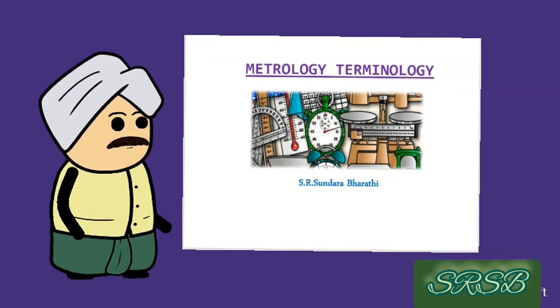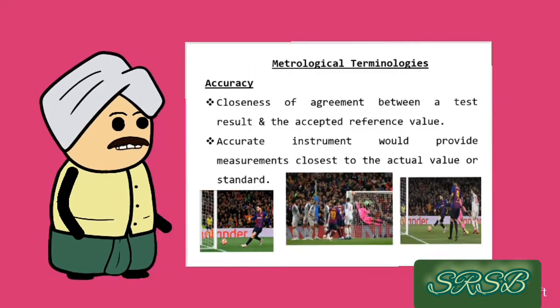Good morning to all. In this class we will discuss the terminologies used in metrology. First, we discuss what is accuracy. Accuracy is defined as the closeness of agreement between a test result and the accepted reference value. An accurate instrument would provide measurements closest to that actual value or standard. It is based on how the instrument is working, and we get good accurate results.